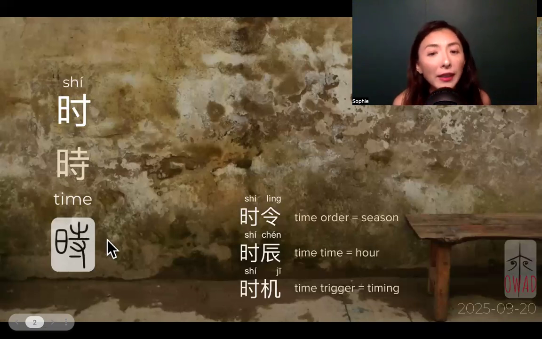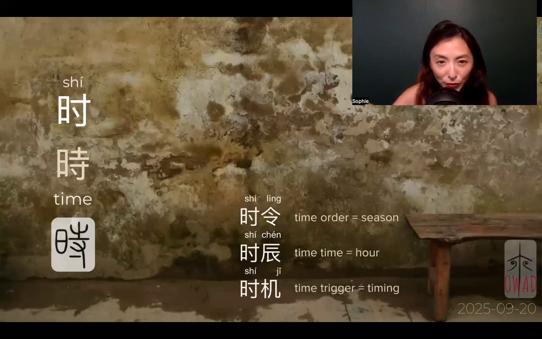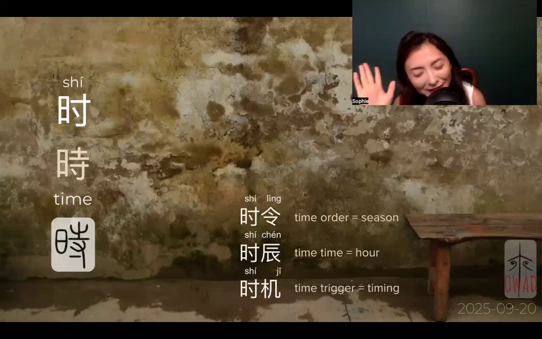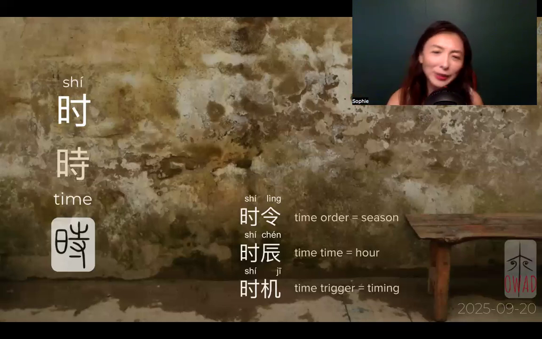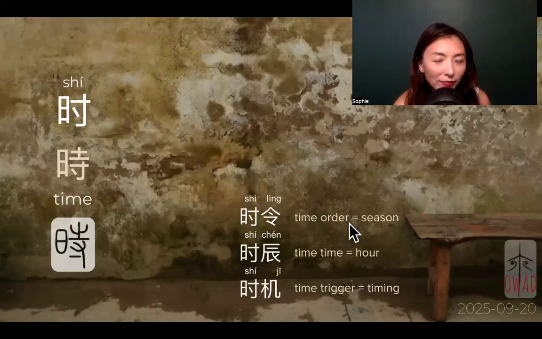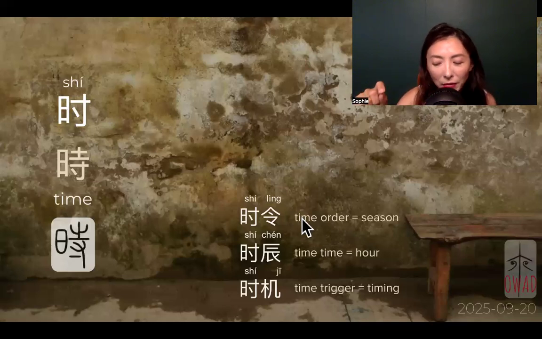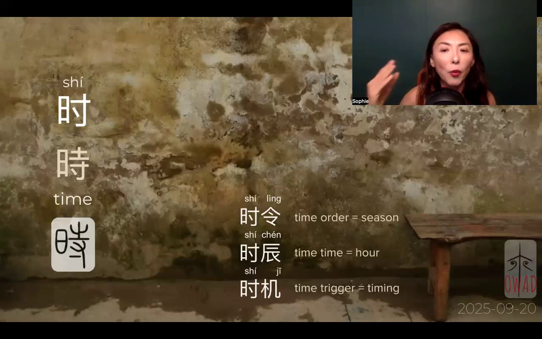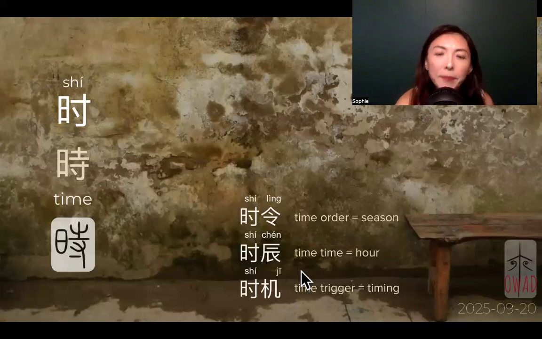Okay, 时令, 时辰, 时机. We have three expressions. 令 we talked about not long ago, which is receiving the order. But nowadays we don't distinguish giving versus receiving end, and we just simplify it to order. So time order means season. Reasonable, right? Especially when we know time is tied with farming, with plant growth cycle. So when it's put into order, sequence, then we know it's season.